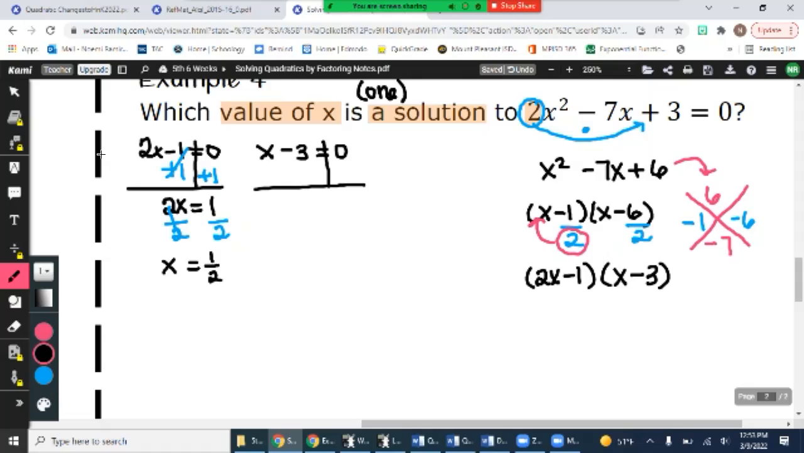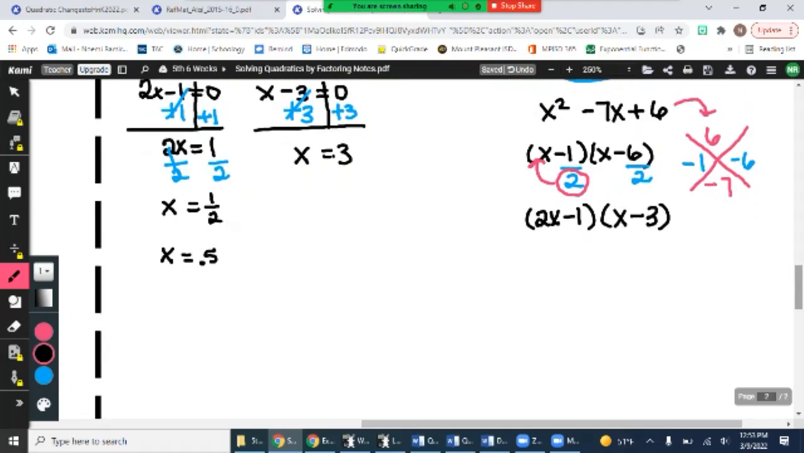What if they ask us for 1/2 in decimal form? What would we write? 0.5. Because it may be a bubble-in answer. Got to think about all our options. What do you do with the 3? Add 3. 3's cancel out and you get x equals 3. x equals 3.